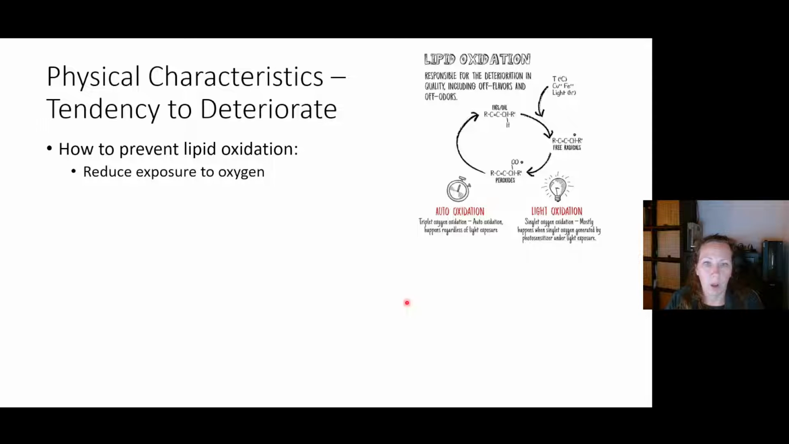So how do we prevent this? Okay, number one, reduce exposure to oxygen. That stops it in its tracks right here. Okay, so we get here, doesn't continue any further.